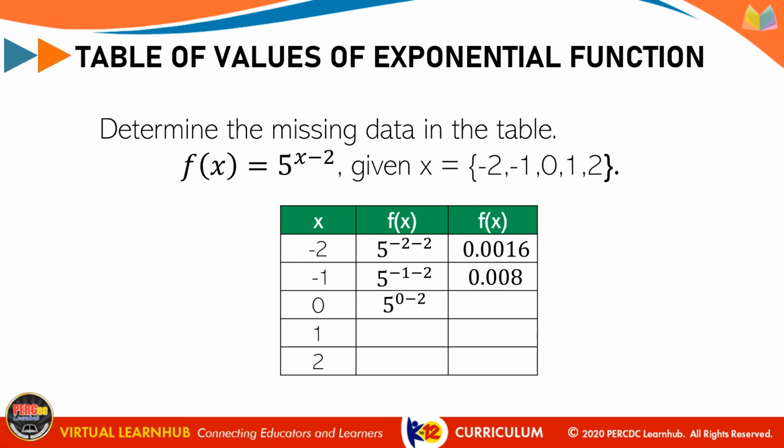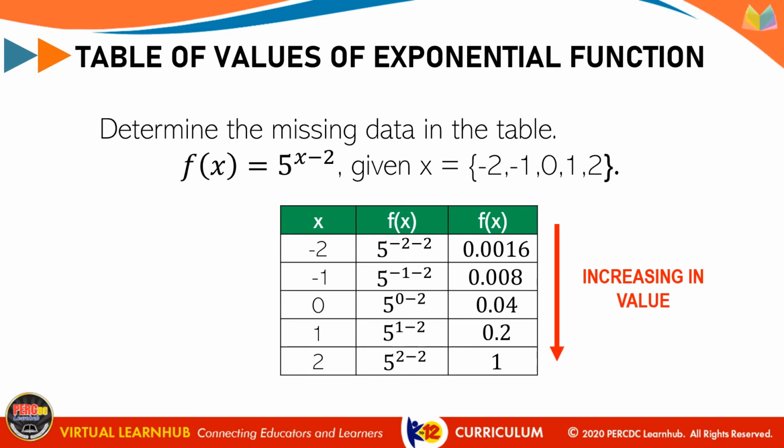For x equals 0, we have 5 raised to 0 minus 2, and that is 0.04. For x equals 1, we have 5 raised to 1 minus 2, and that is 0.2. And last, for x equals 2, we have 5 squared minus 2, that is equal to 1. Now we can see a pattern here that as x increases, or from negative 2 to positive 2, our y also increases, or it is increasing in value. And that is because our base here is greater than 1.